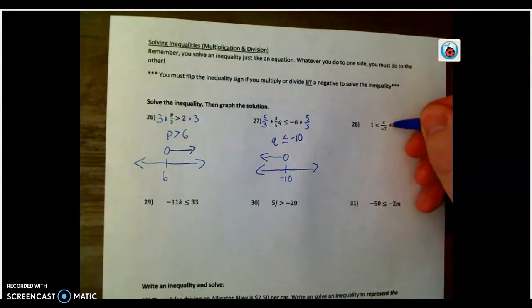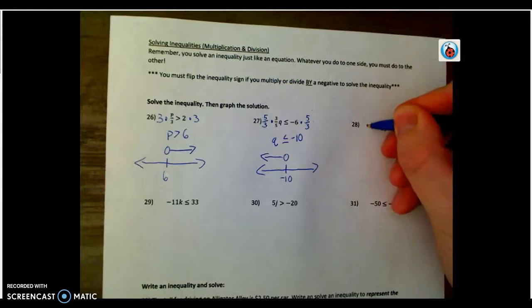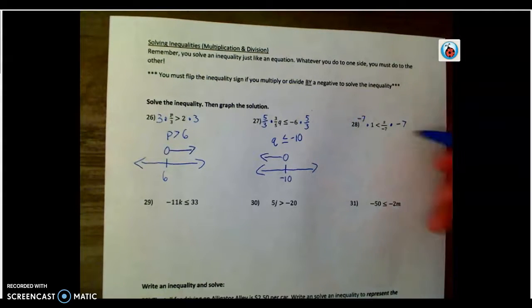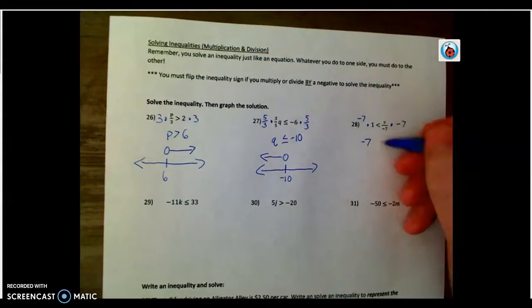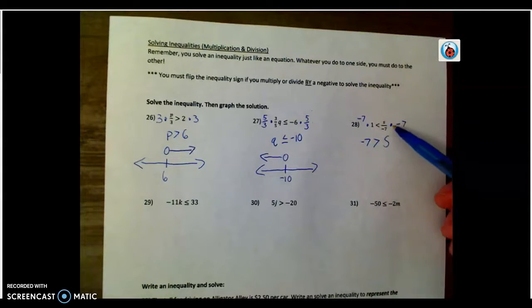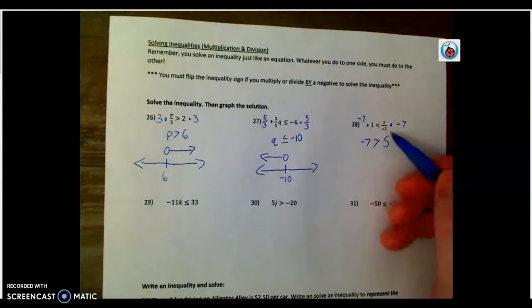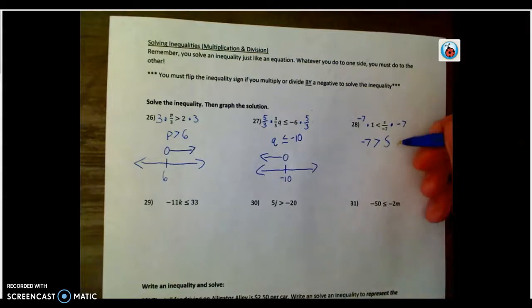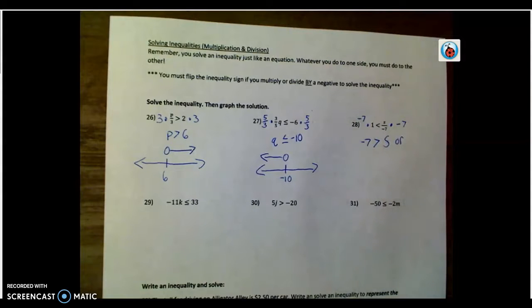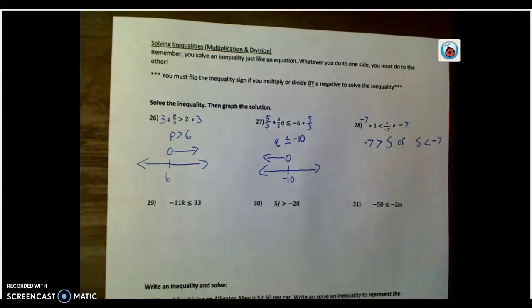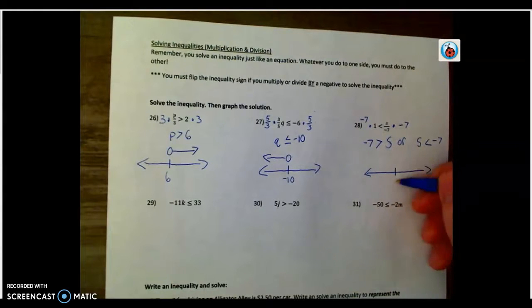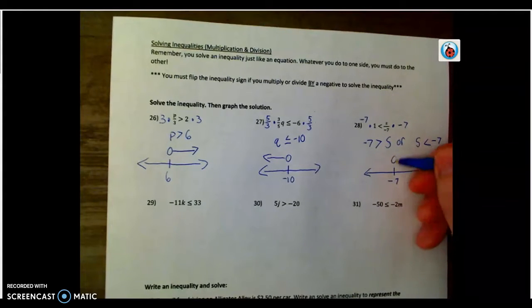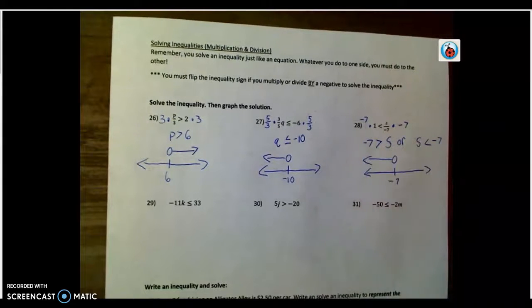Number 28, I need to multiply both sides by negative 7. Doing this, it will give me negative 7 on the left side is greater than s. I had to flip the sign because I multiplied by a negative number. I don't like having the variable on the right side though, so if you want to flip it again, you could flip it a second time and get s is less than negative 7. So your number line, got my boundary point at negative 7, open circle going to the left.